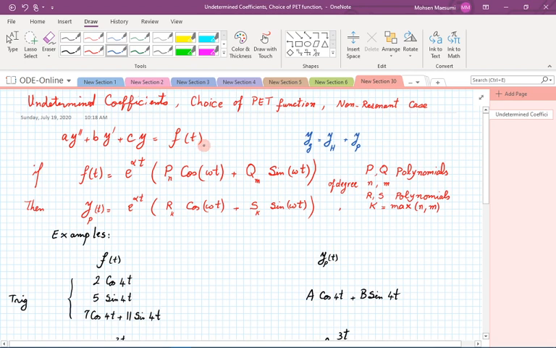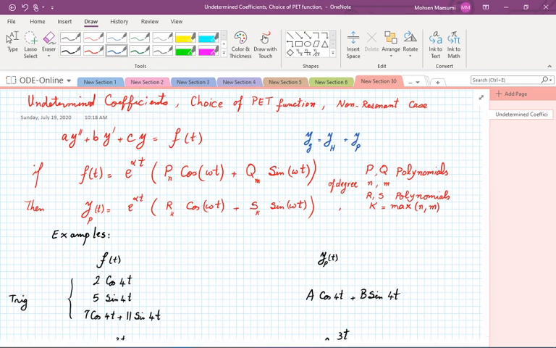Now, mathematically, the method can be applied to any of the pet functions. That is, if the right hand side was some exponential times some mix of polynomials and trig functions, we can apply the same idea as before, meaning for our trial solution, or the particular solution, we are going to take exactly the same type of function, except that the coefficients in these two locations are going to be undetermined, and then we are going to determine them later on.